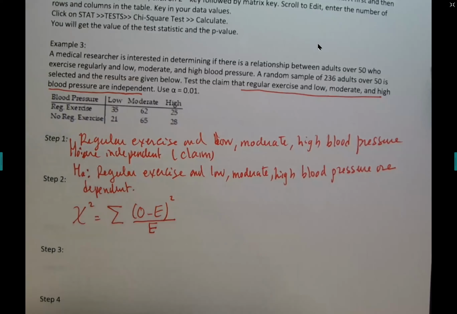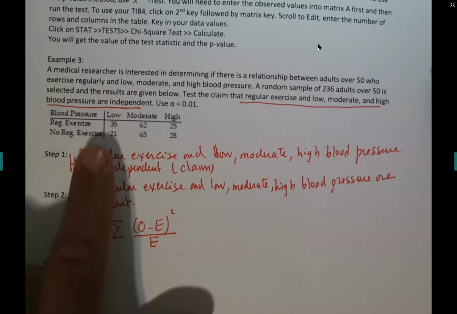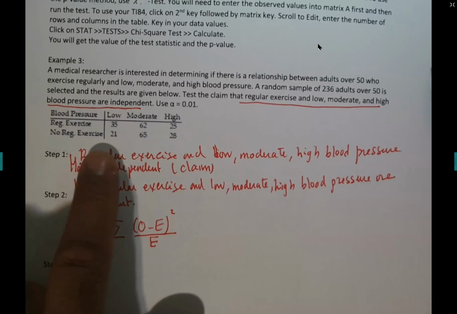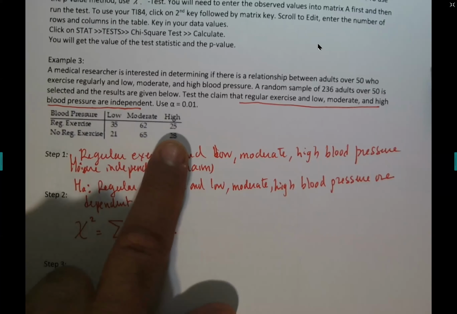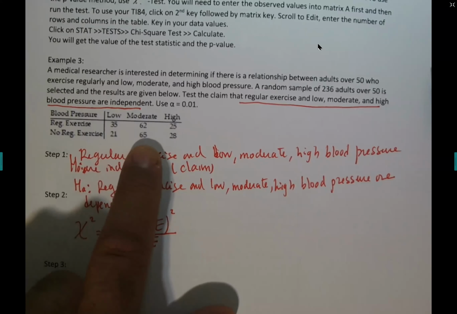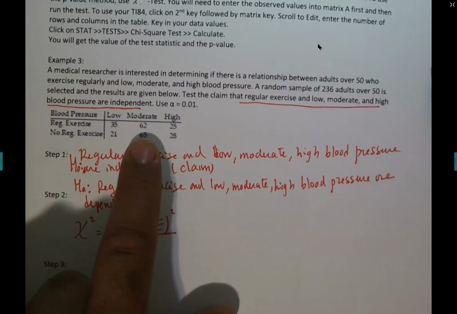Okay. I do have the observed values. These are the observed values. You'll always be given the observed values. You got the 35, you got the 62, you got the 25, you got the 21, the 65, and the 28. Okay. The expected values, we're going to have the calculator find those expected values for us.